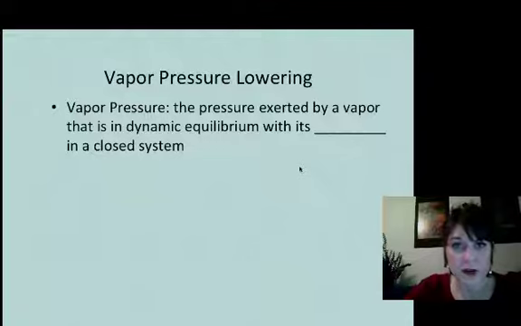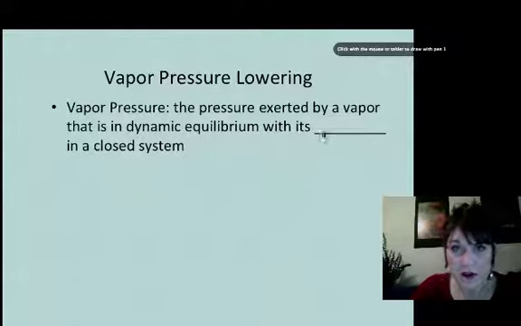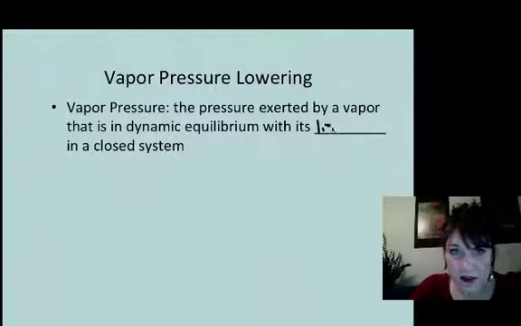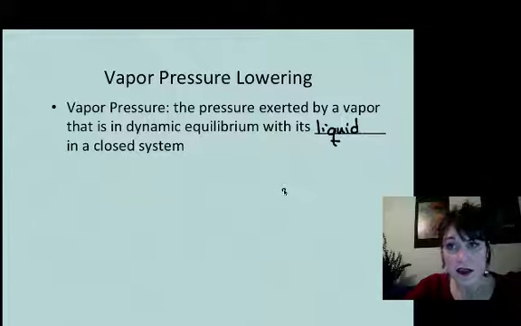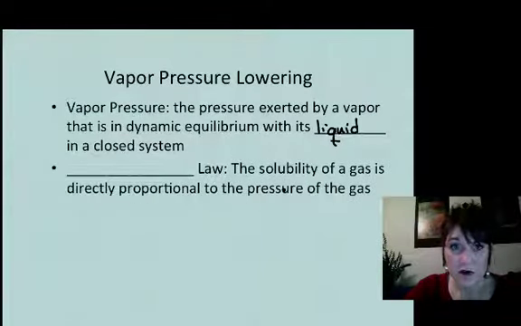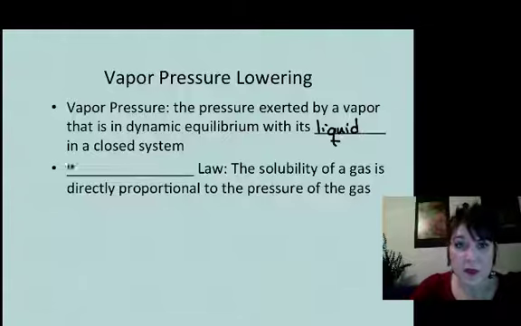So we're going to look at vapor pressure lowering first of all. To lower the vapor pressure, we have to understand where vapor pressure comes from. Essentially, it's the pressure exerted by a vapor that's in dynamic equilibrium with its liquid phase in a closed system. This is similar to the activity we did in class when you had dice and we were representing gas particles. So to evaporate, you had to have enough energy, you had to have a roll of 12 to escape the liquid phase and move into the gas phase.